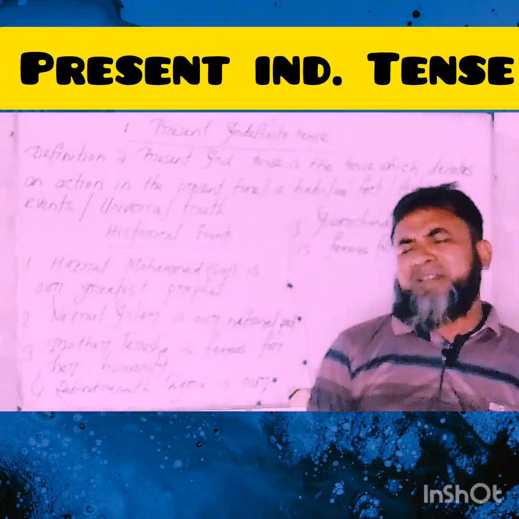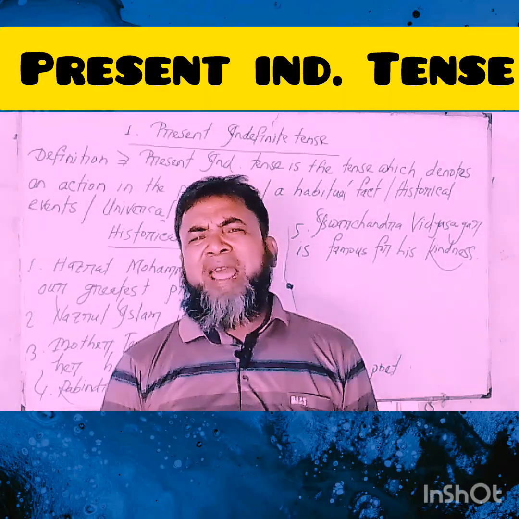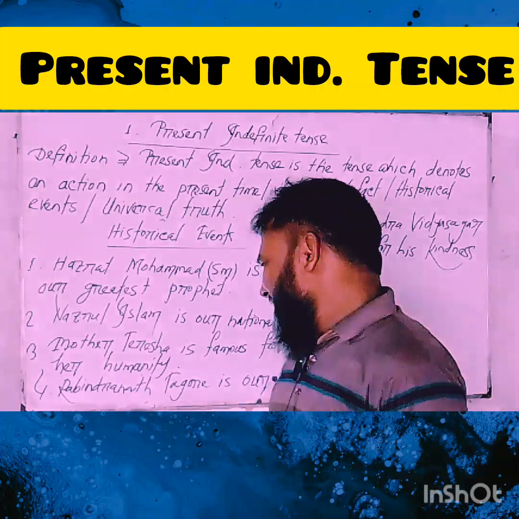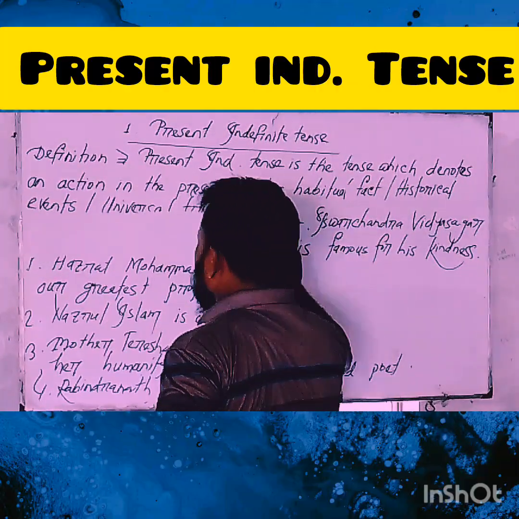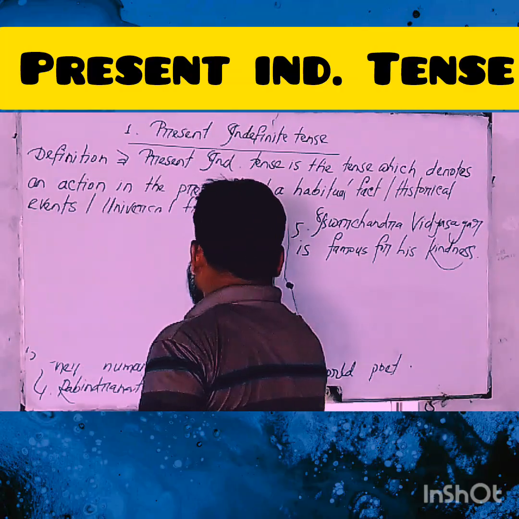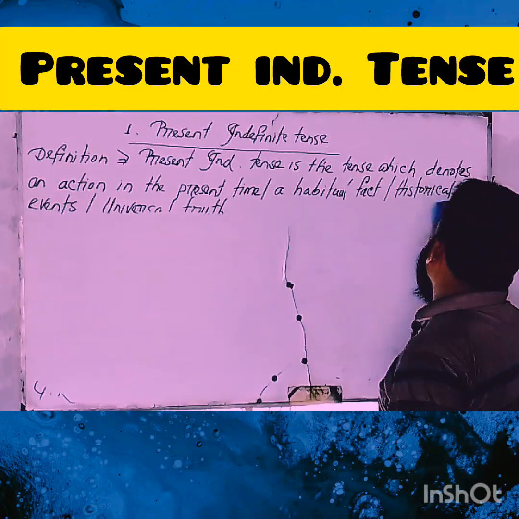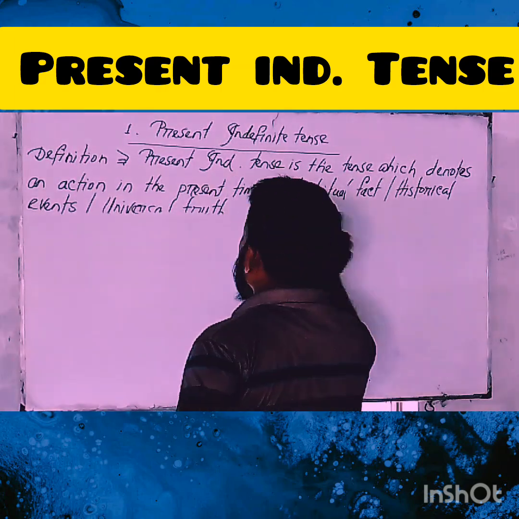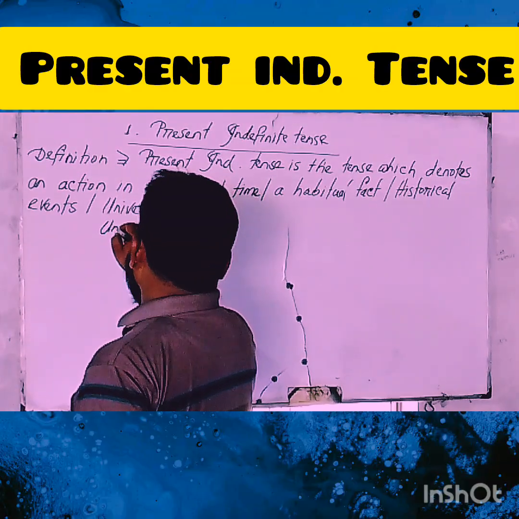mind that, my dear learners, the event which is called historical, if you are told to write about it, you have to write with present indefinite tense. Present indefinite tense. That you have understood clearly, my dear learners. Now I'm trying to write some examples in regard of universal truth. Universal truth. So, my dear learners, take a look at the board and try to understand.